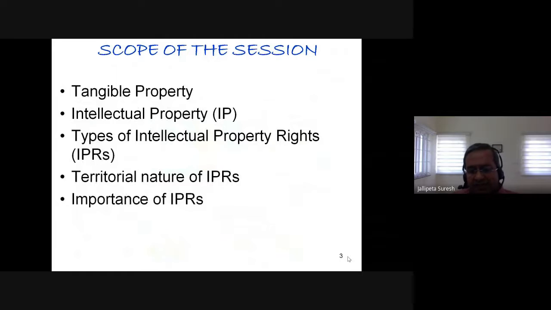Now, this session is about 60 minutes, and we are going to touch upon some of the interesting aspects. We would be looking at what is intangible property, just to set a context before we look in detail at intellectual property. And also we will be looking at various species of intellectual property rights, and most importantly, the territorial nature of intellectual property rights. And of course, we will be looking at the significance or importance of intellectual property rights.